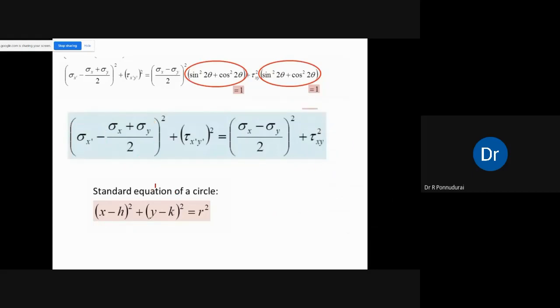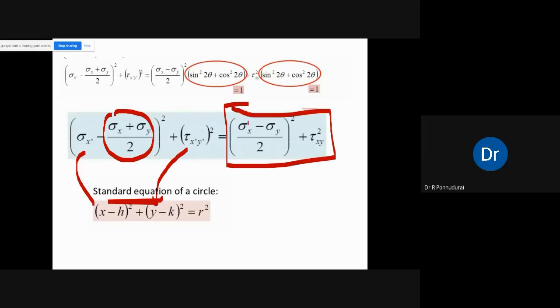Compare with the equation of the circle. It is similar to that. So x and y, the value of h is equal to sigma average, the value of k is equal to 0. So this right hand side portion is going to be r squared.